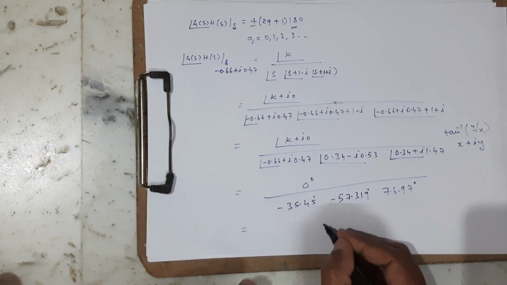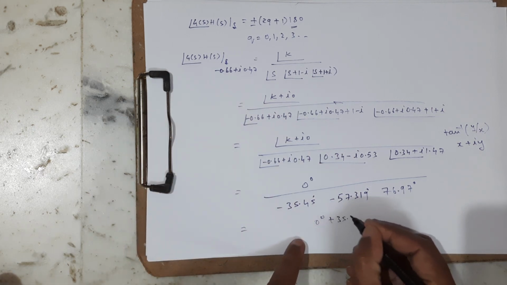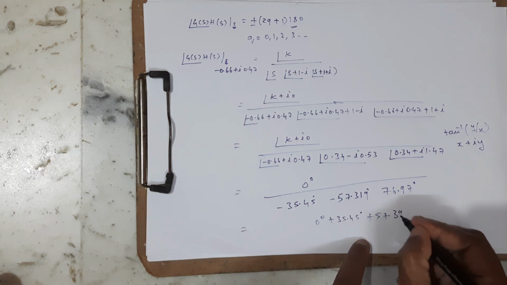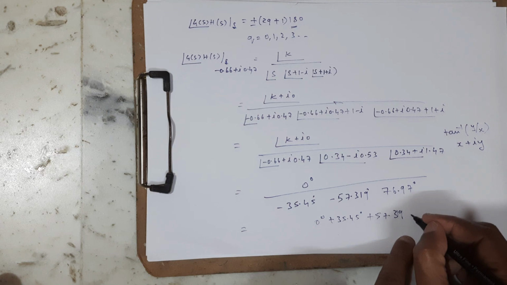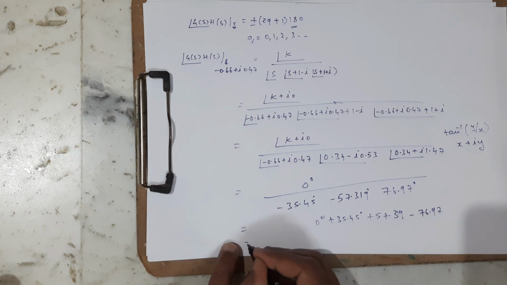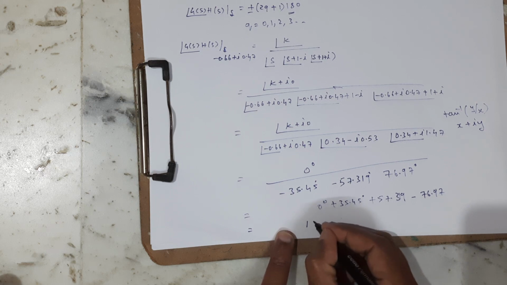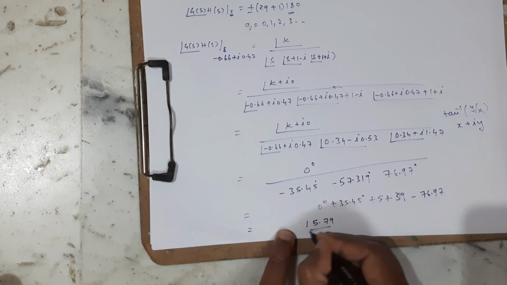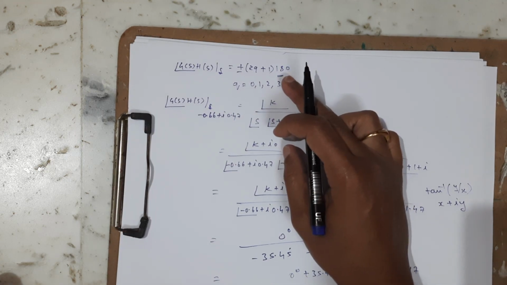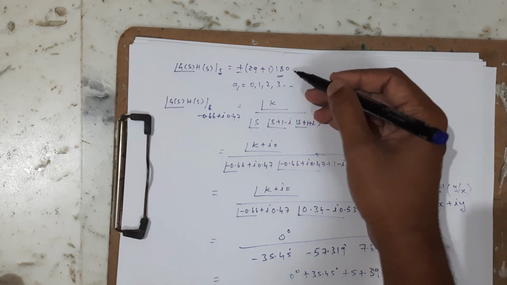Now to simplify, this is 0. If I take it to the numerator, this will be plus 35.45 degrees. This will be plus 57.319. This will be minus 76.97. So if I simplify it, the final answer I am going to get is 59.79. Is this an odd multiple of 180 degrees? No, right? So this is not an odd multiple of 180 degrees.